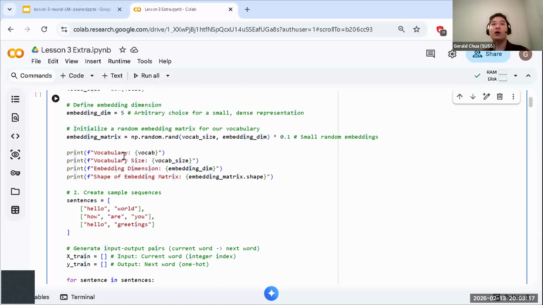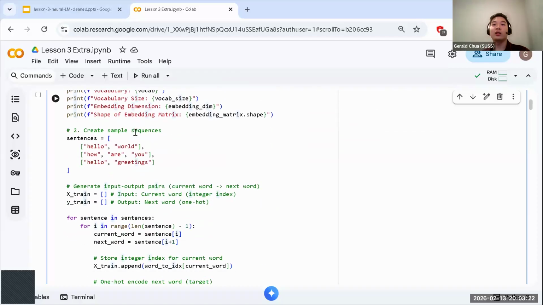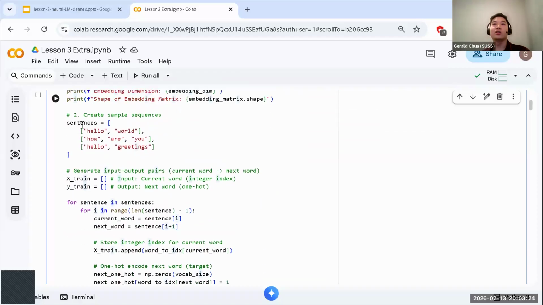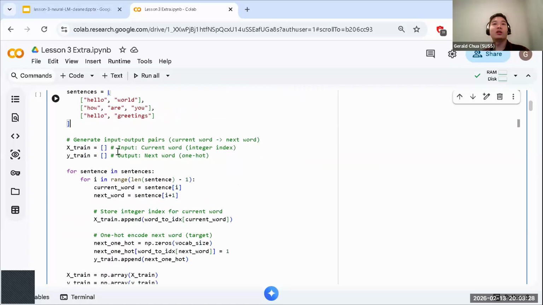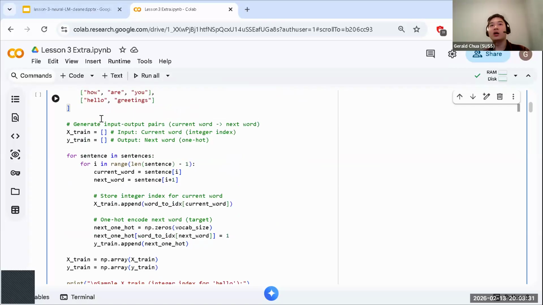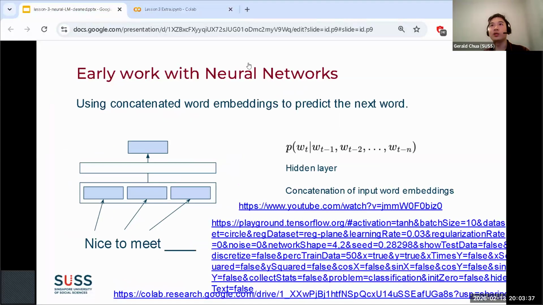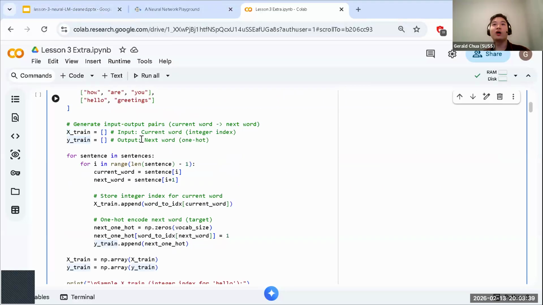Okay, so let's skip all this part and let's just look at the sentences lah. So hello world, how are you? Hello, greetings. In a machine learning slash artificial neural network, you need to give it its inputs and its output lah. Now I regret closing this. Let me open it again. You need to give it its input and output lah.